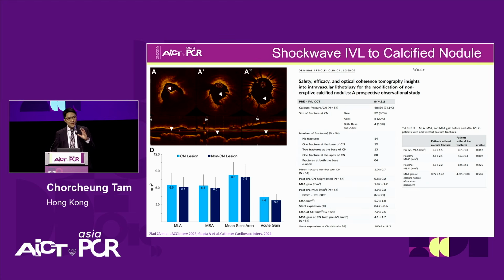In the literature, there are not many studies, but there is some evidence. This is the study by the Zayat group and also the study by Gupta's group. It shows that for IVL to calcified nodule, they can achieve similar stent expansion, similar minimal stent area, and acute gain. At the same time, we can also see cracks or fractures in 70% of cases, right? And most of the time, this fracture occurs at the base of the calcified nodule, that is, in between the nodule and the normal tissues. And many times, we can see this on intracoronary imaging, especially OCT.